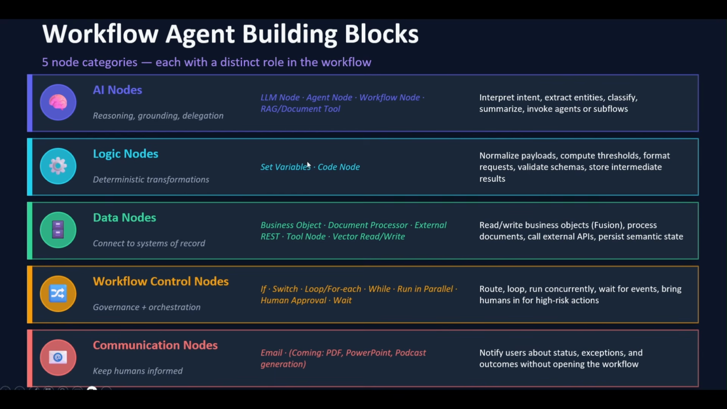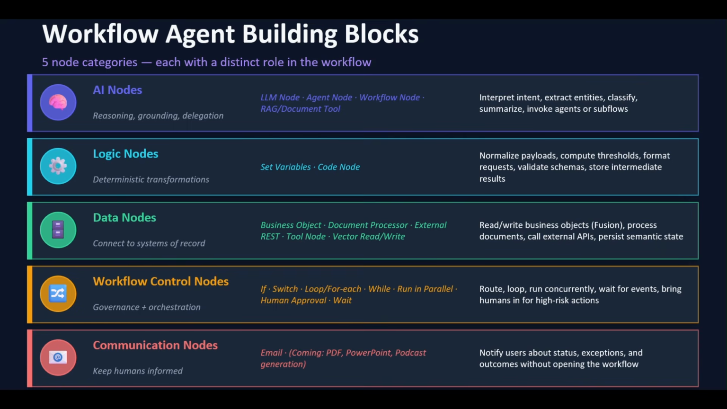To start with, the AI node. AI nodes are nothing but the grouping of the LLM node, agent node, workflow node, and RAG document tool. So whenever you need to interpret what someone said, or extract information from a document, or classify a request, we need to use an AI node.